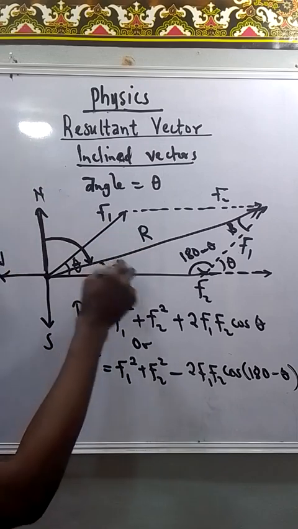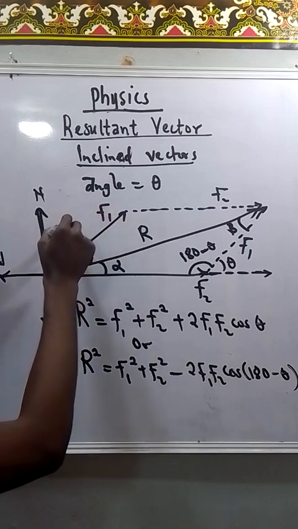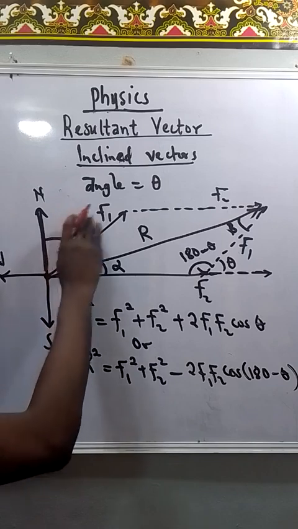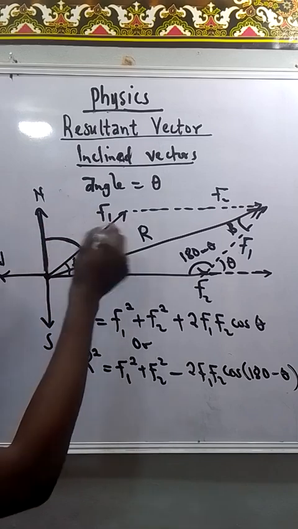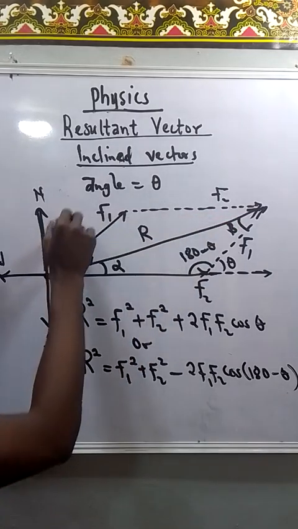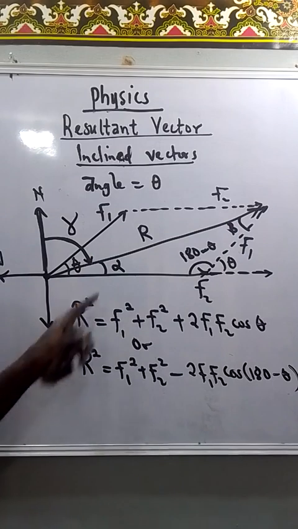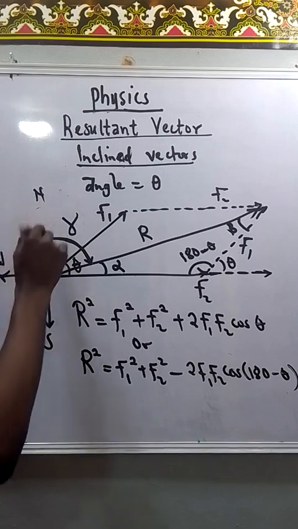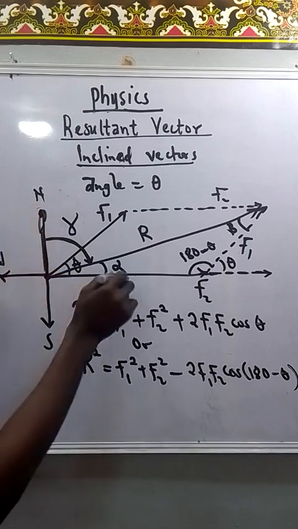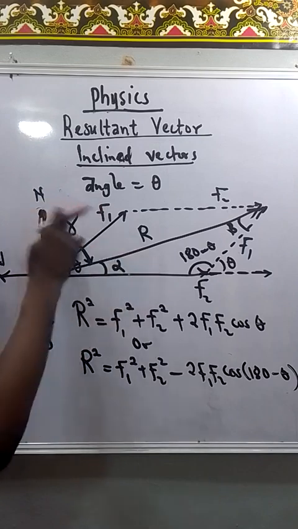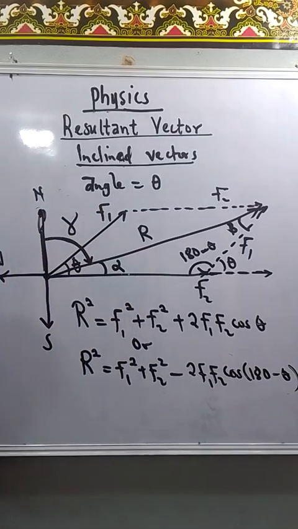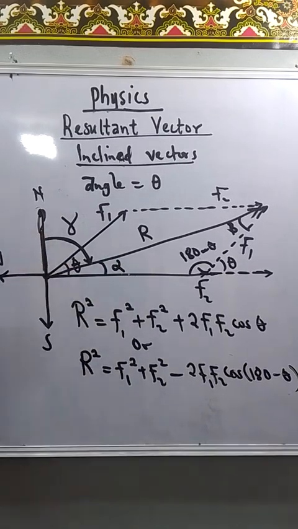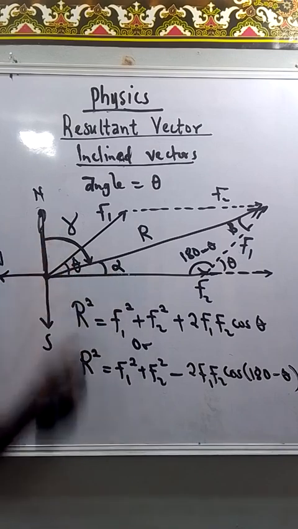Now, if this is alpha and this is beta, let's call this one gamma. We know that both gamma and alpha make 90 degrees, because they are mutually perpendicular. They make up 90, they are complementary. So once I get alpha, I can get gamma. That will just be 90 minus alpha, and that will give me gamma.